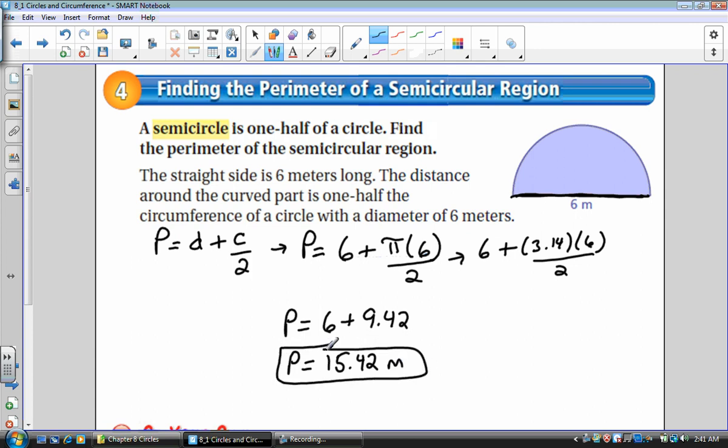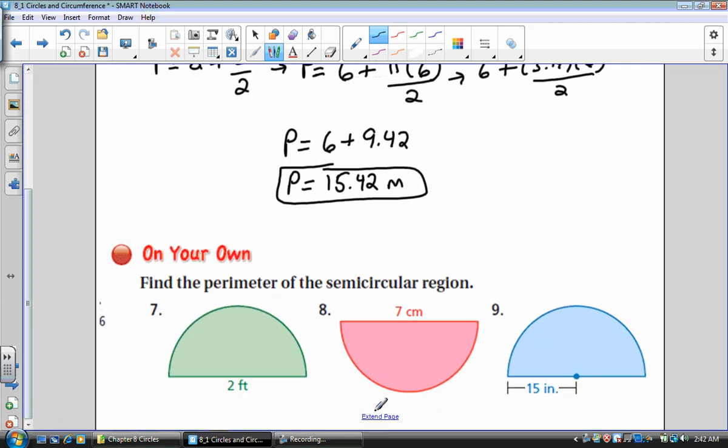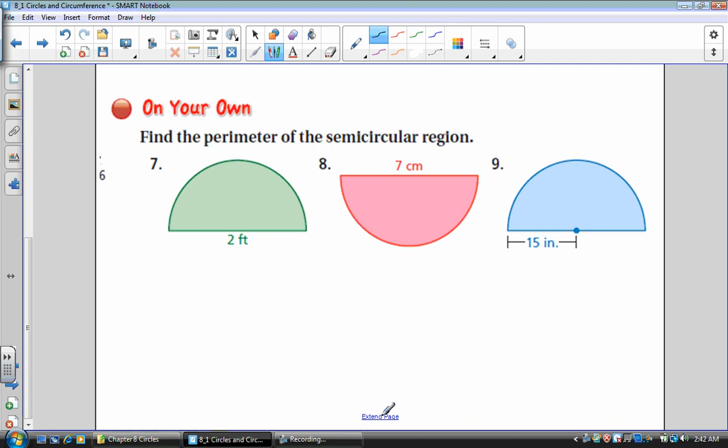But be careful when we're using the calculator, we have to use the order of operations. So I have to find this amount first. So notice this 9.42 is the 3.14 times 6 divided by 2. That's where that 9.42 comes from. And then the last thing we do in our order of operations is add that 6. So we have to be careful when we're finding the perimeters there. All right? So we'll do a couple of these problems down here. Make sure we do these correctly.